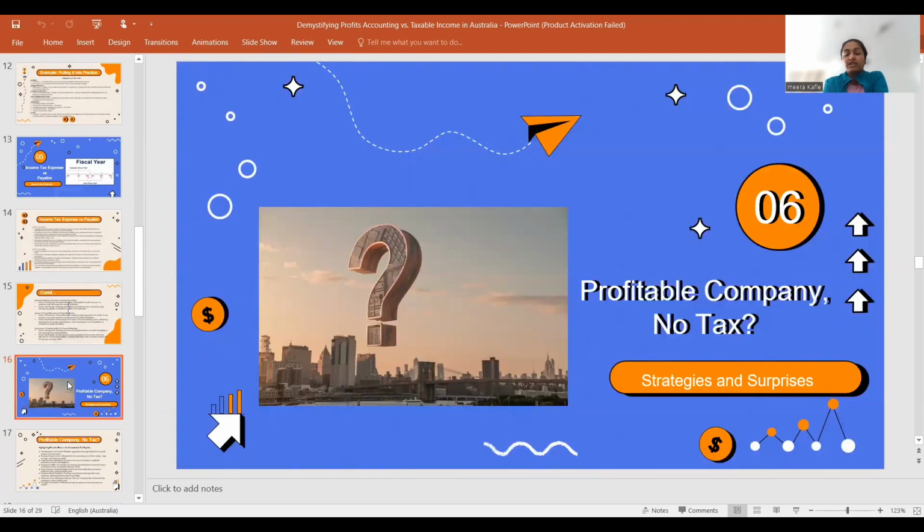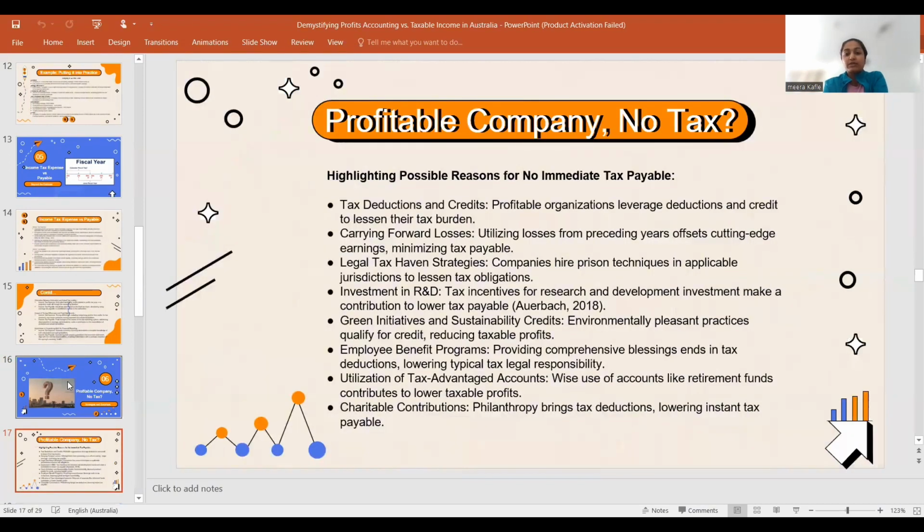Now let's talk about profitable company, no tax. It can be explained by highlighting the given reasons. Tax deductions and credits: profitable organizations leverage deductions and credits to lessen their tax burden, carrying forward losses by utilizing losses from preceding years. Legal tax haven strategies: companies employ legal techniques to lessen tax obligations.